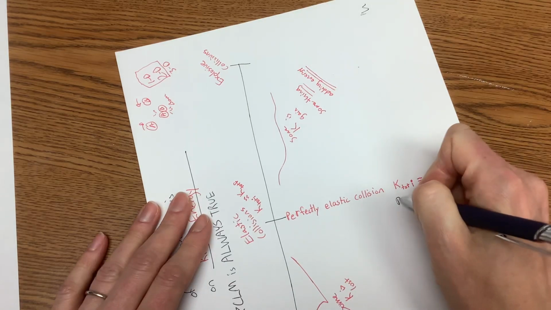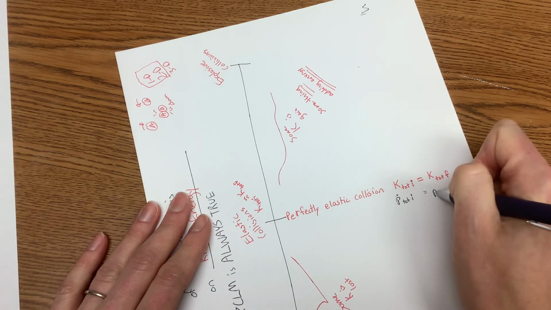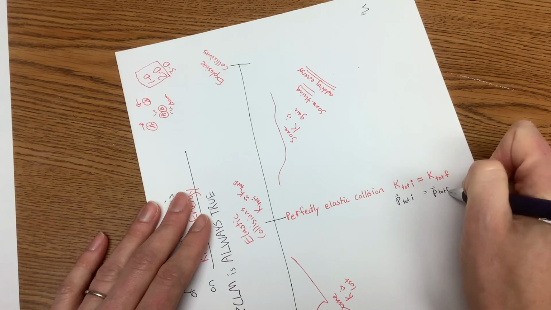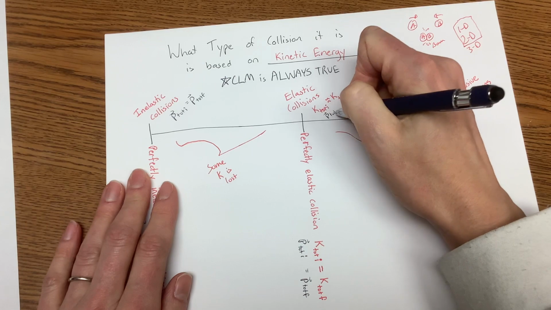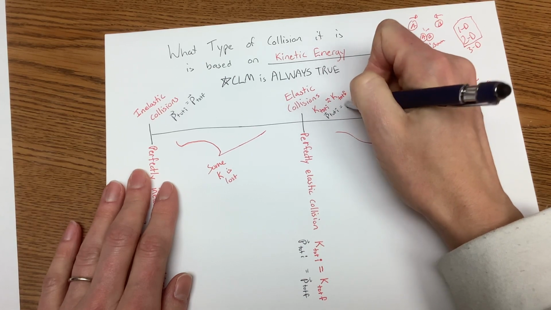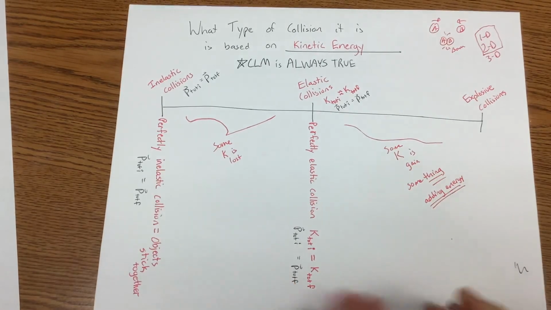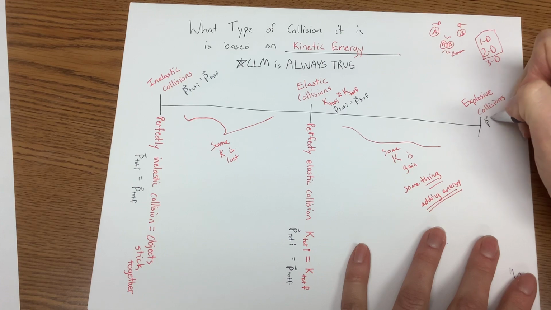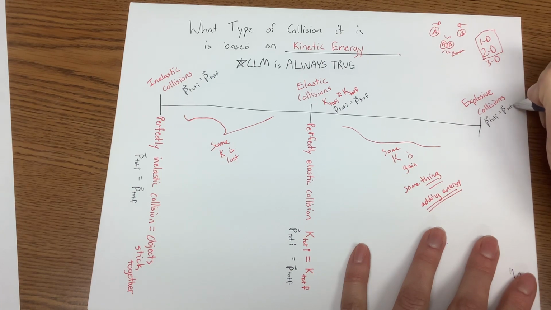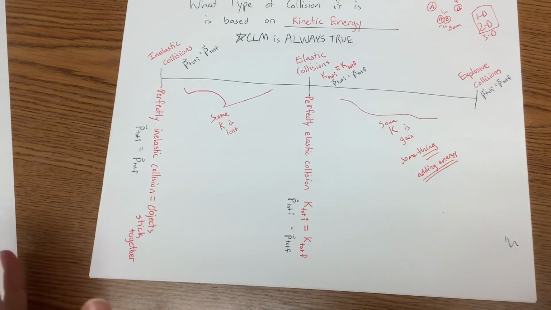And that's true over here. The total momentum before is equal to the total momentum after. And that's true right here. The total momentum before is equal to the total momentum after. Now, if you're going to remember that, then go right ahead and don't write this down. No matter what, the momentum is the same before and after in any kind of collision.